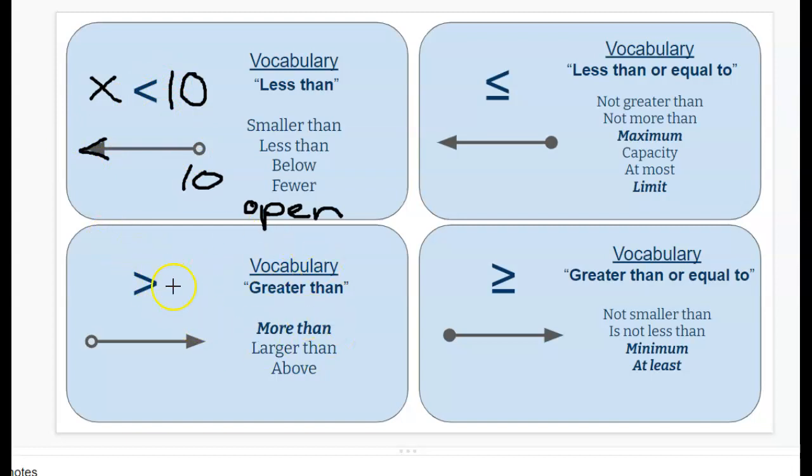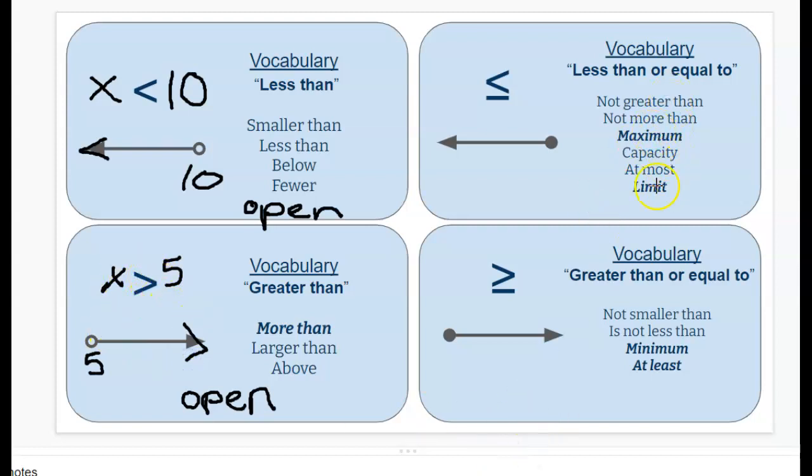If you notice, it's the same as the arrow. So for the greater than symbol, let's pretend this was 5. This would be x is greater than 5. It is also an open dot because it cannot equal 5. It has to be greater than 5. And then it's shaded to the right, just like our arrow here, since it is a greater than symbol.